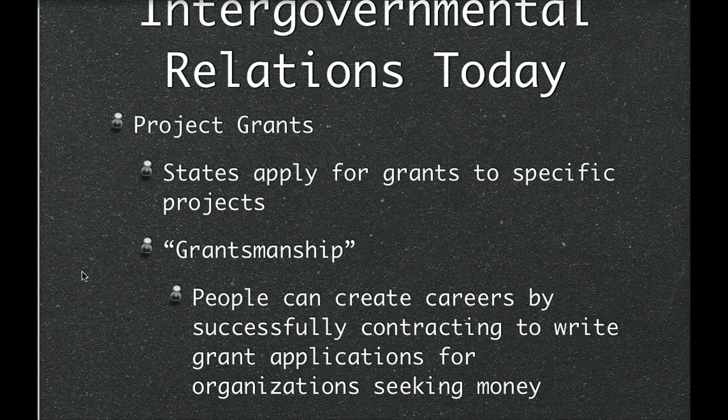Now, before we get to block grants, we have to look at project grants. And project grants are a little bit different. The states apply to grants for specific projects. And that has created a cottage industry of grant writers who know how to write grants and write grants successfully, because if you manage to do that, you can probably have a job for life. And organizations, many times, seek money from the government to accomplish things at the local or state level. And that's what project grants do. In fact, this district, in its original laptop program, that was a project grant from the federal government, I believe.